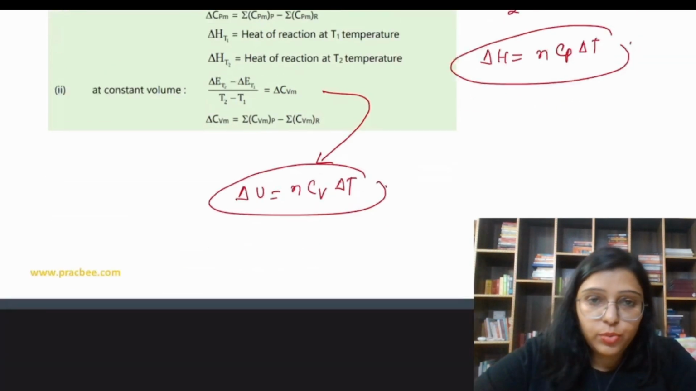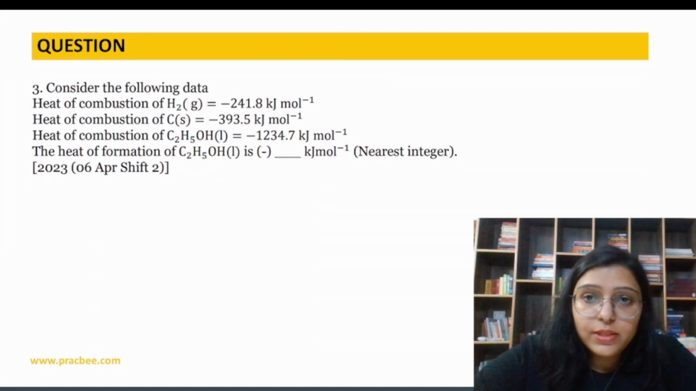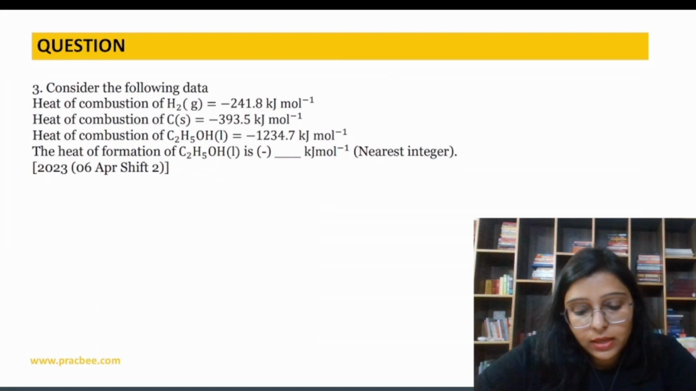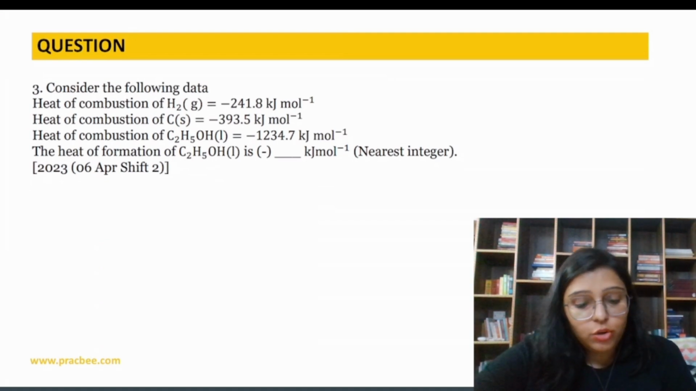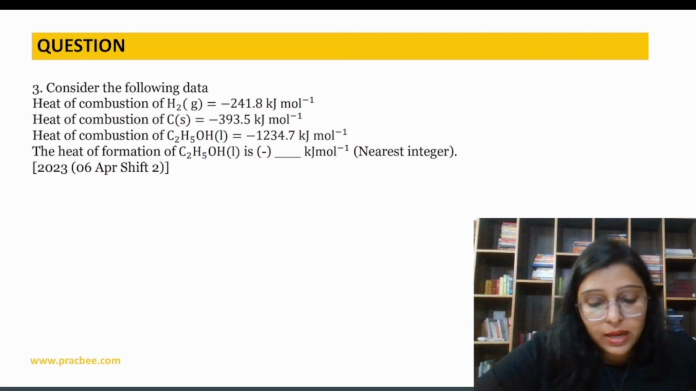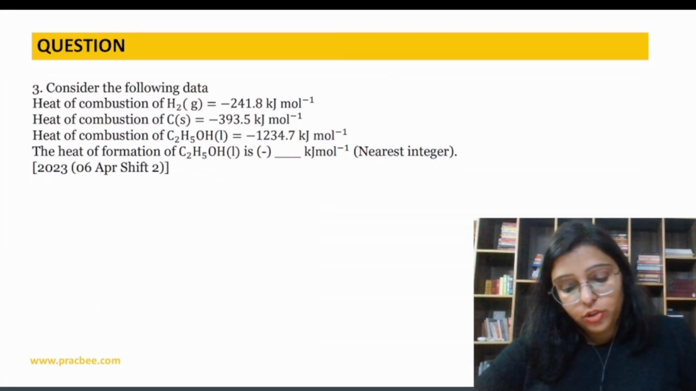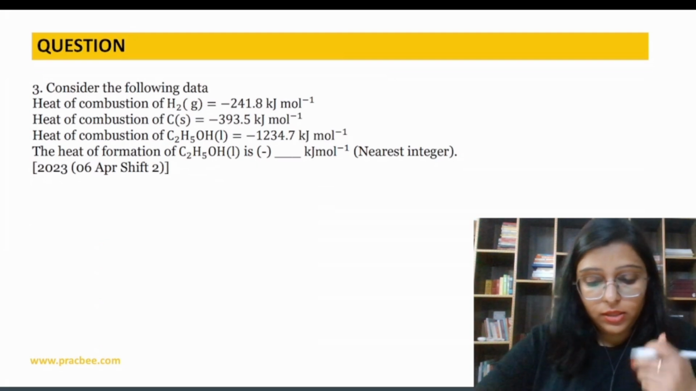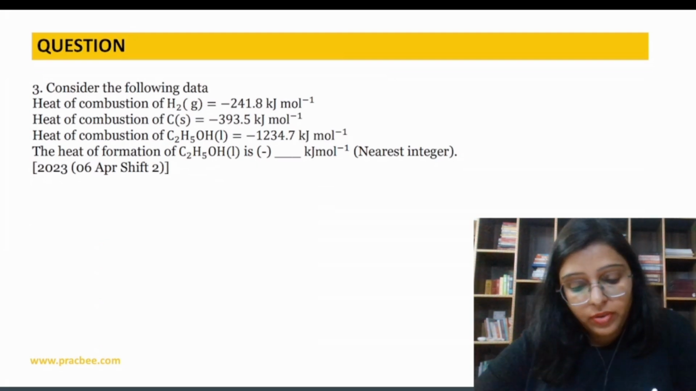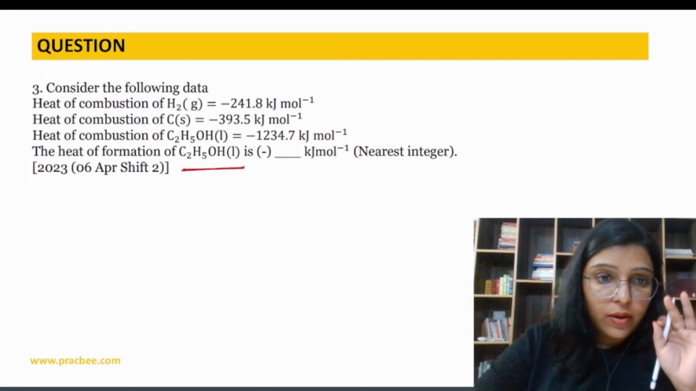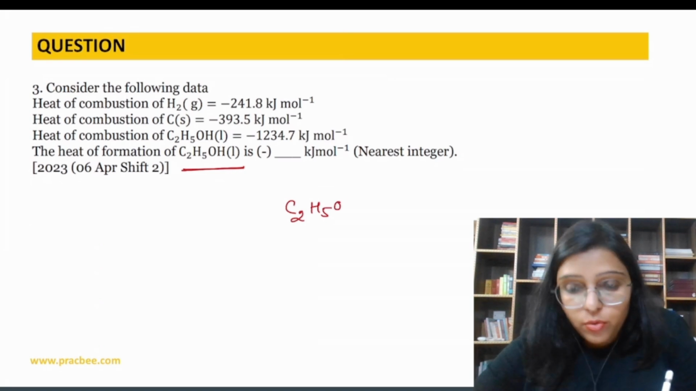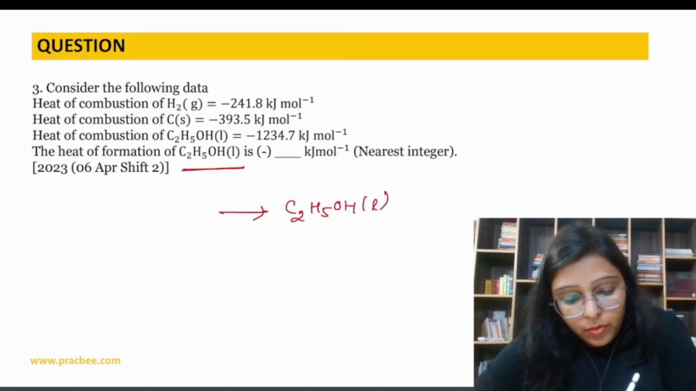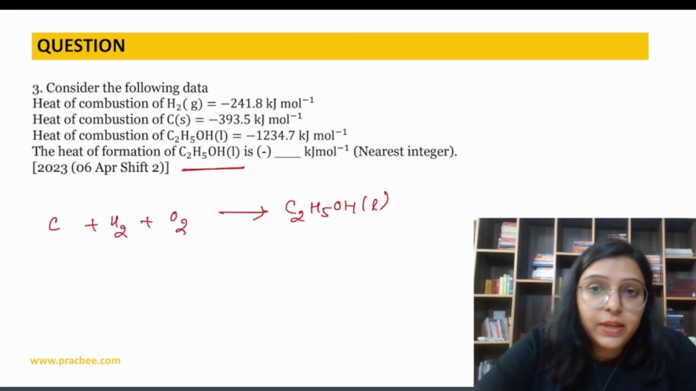Now let's discuss question number 1. Question number 1 says, consider the following data. Heat of combustion of H2 is equal to minus 241.8 kilojoule per mole. Heat of combustion of carbon, it is this. Heat of combustion of liquid ethanol is this. So heat of formation of C2H5OH we have to find out. First you should know how to write down the heat of formation reaction. So this is C2H5OH liquid. This is formed from carbon, hydrogen and oxygen, the elements in their standard state.